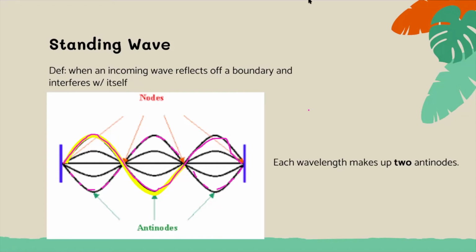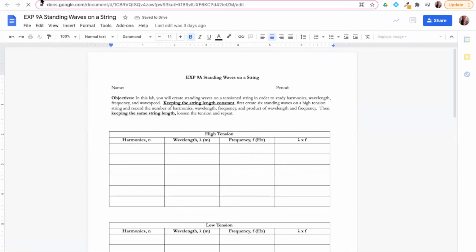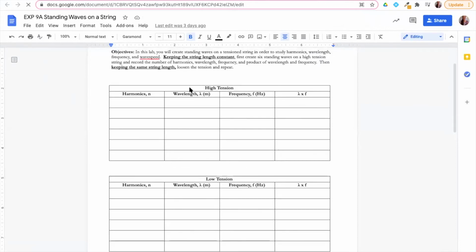Now let's see what that looks like in your lab for today. In your lab for today, either you'll be doing this in Pivot or in person. I want you to take a look at two trials. One with a high tension string. High tension would be high mass. And the other with a low tension string. Low tension, low mass.